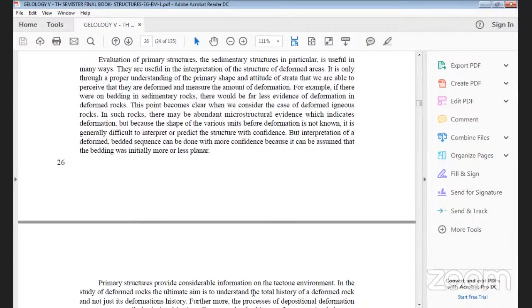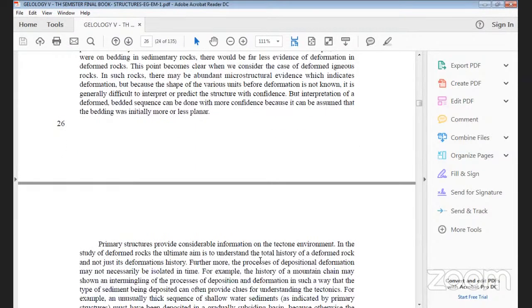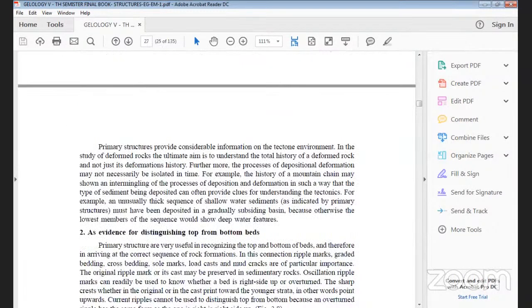But interpretation of a deformed bedded sequence can be done with more confidence because it is assumed that the bedding was initially more or less flat. And particularly these primary structures provide considerable information on the tectonic environment.